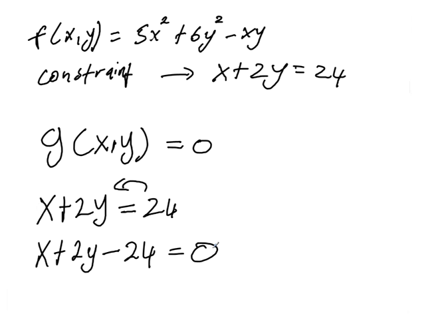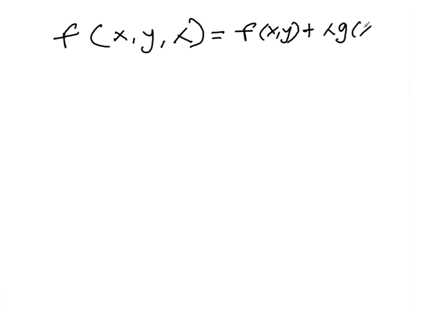The next step is to form the Lagrange function for x, y, and lambda, equals f(x, y) plus lambda times the function g. It may look complicated, but if you follow the steps, you would get it right. Let's apply this function and get our equation.